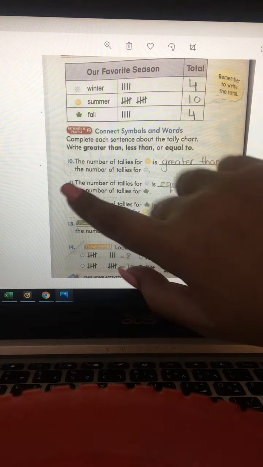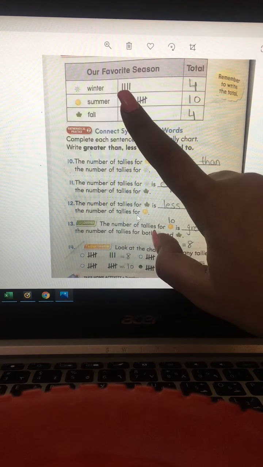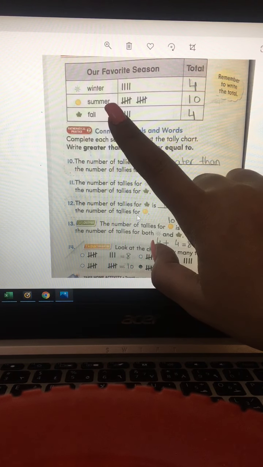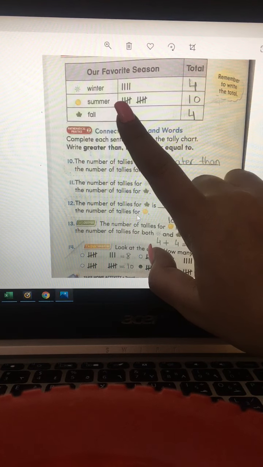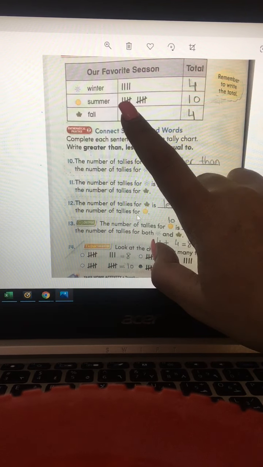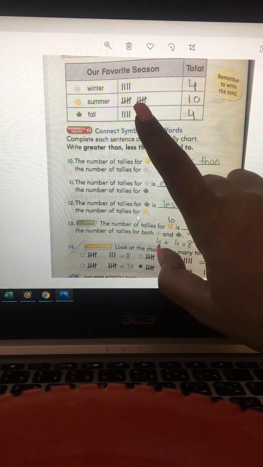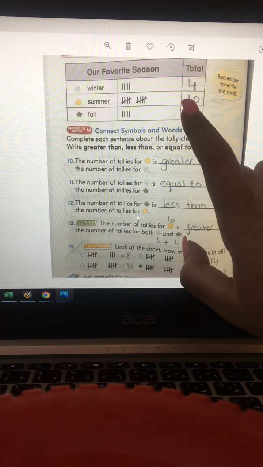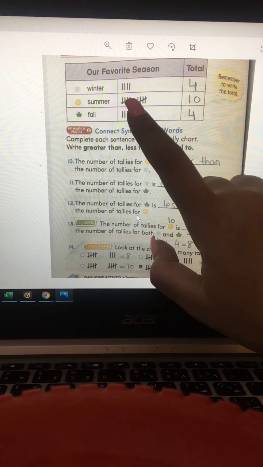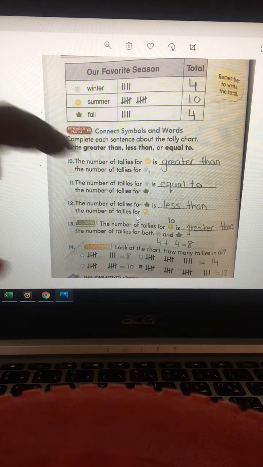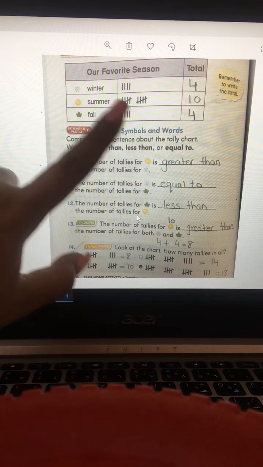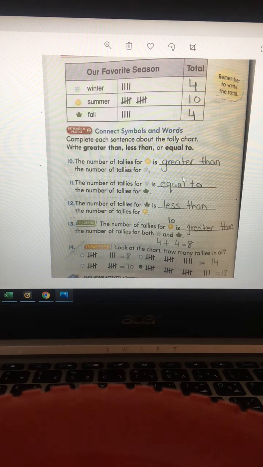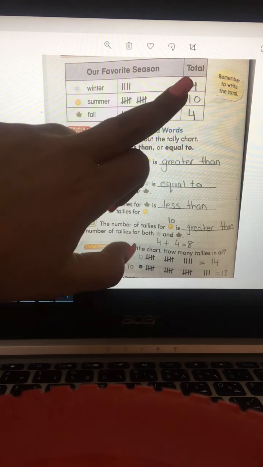Now let's compare. The number of tallies in the winter is 1, 2, 3, 4. So the total number is 4. And the number of tallies in the summer season is 5, because this represents 5 and this also represents 5. So 5 plus 5 is equal to 10. So 10 tallies is in the summer season. So, of course, the number of tallies for summer is greater than. Greater than means bigger, because 10 is bigger than 4.